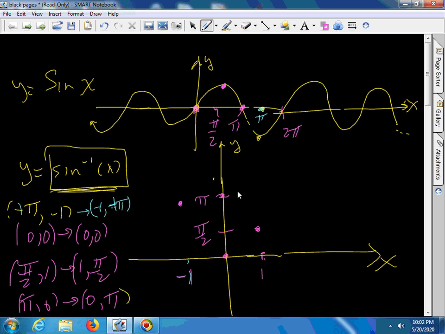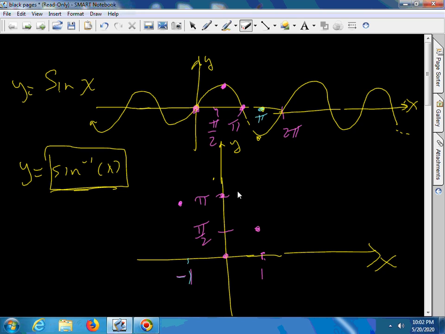Of course, something is bothering me greatly here. 0, 0 is right. Pi over 2, 1 is right. So that becomes 1, pi over 2. That's right. This is working fine. Now, let's pick some points where x is negative. Or let's even go out to 3 pi over 2. When x is 3 pi over 2, y is negative 1. And when you switch that, you get negative 1, 3 pi over 2. So when x is negative 1, you go up to 3 pi over 2.